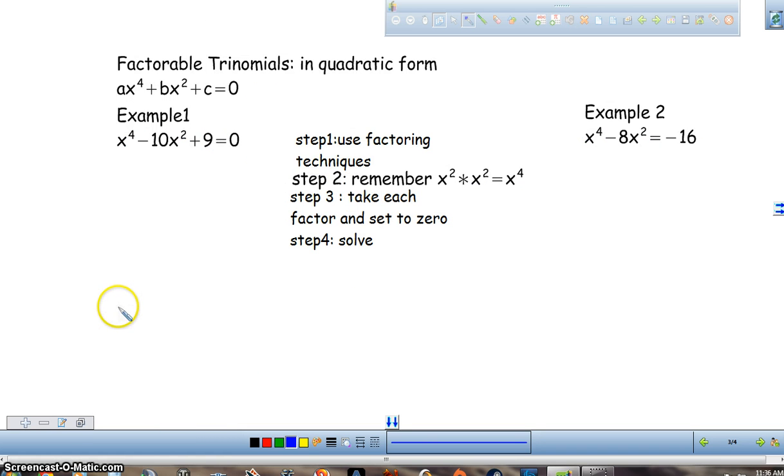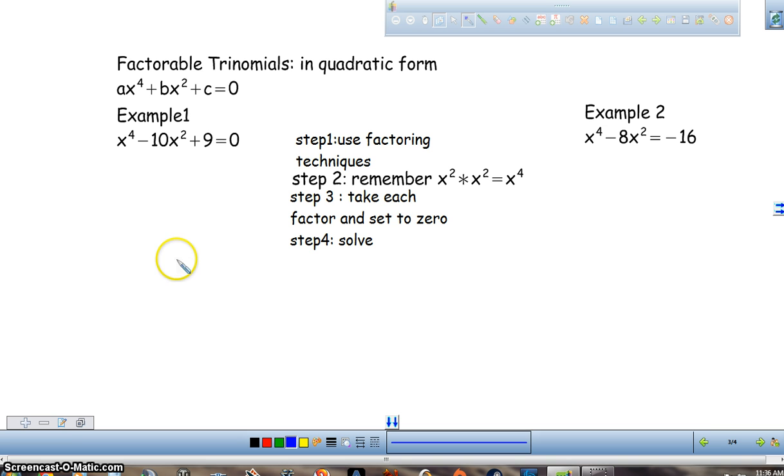Okay, we can also factor trinomials if they are in quadratic form. And you'll notice it looks like something to the 4th, and then we go down to a square, and then we go down to nothing. So the exponents have to go 4, 2, nothing. So look at example 1. It goes 4, 2, and nothing. It's not quadratic, but it's in quadratic form.